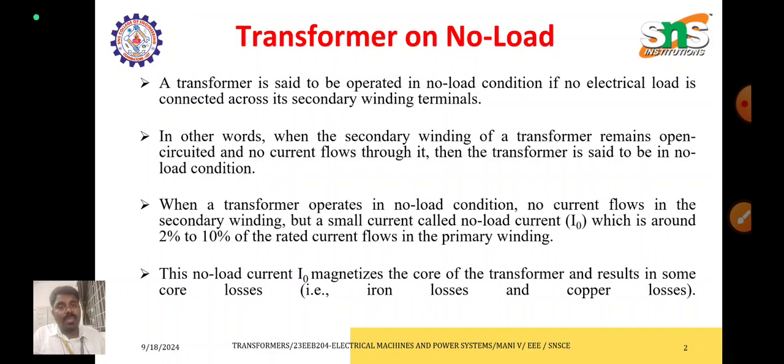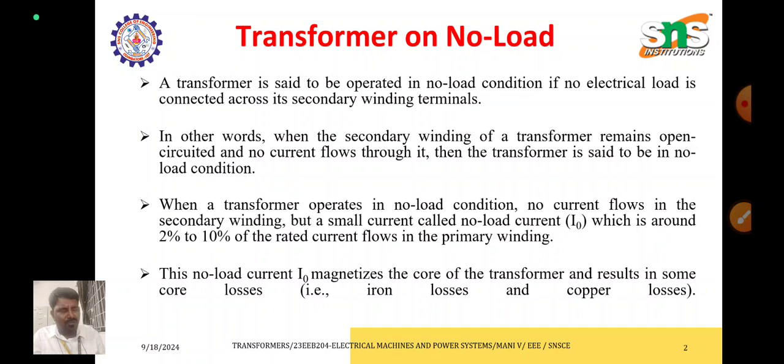That means there is no electrical load connected across the secondary winding of the transformer, because the primary is connected with the source and the secondary is connected with the load, but across the secondary winding there will be no electrical load. It may be an open circuit. That is called a no load condition. During this no load condition, there is no flow of current across the secondary winding. So when a transformer operates in a no load condition, no current flows in a secondary winding.